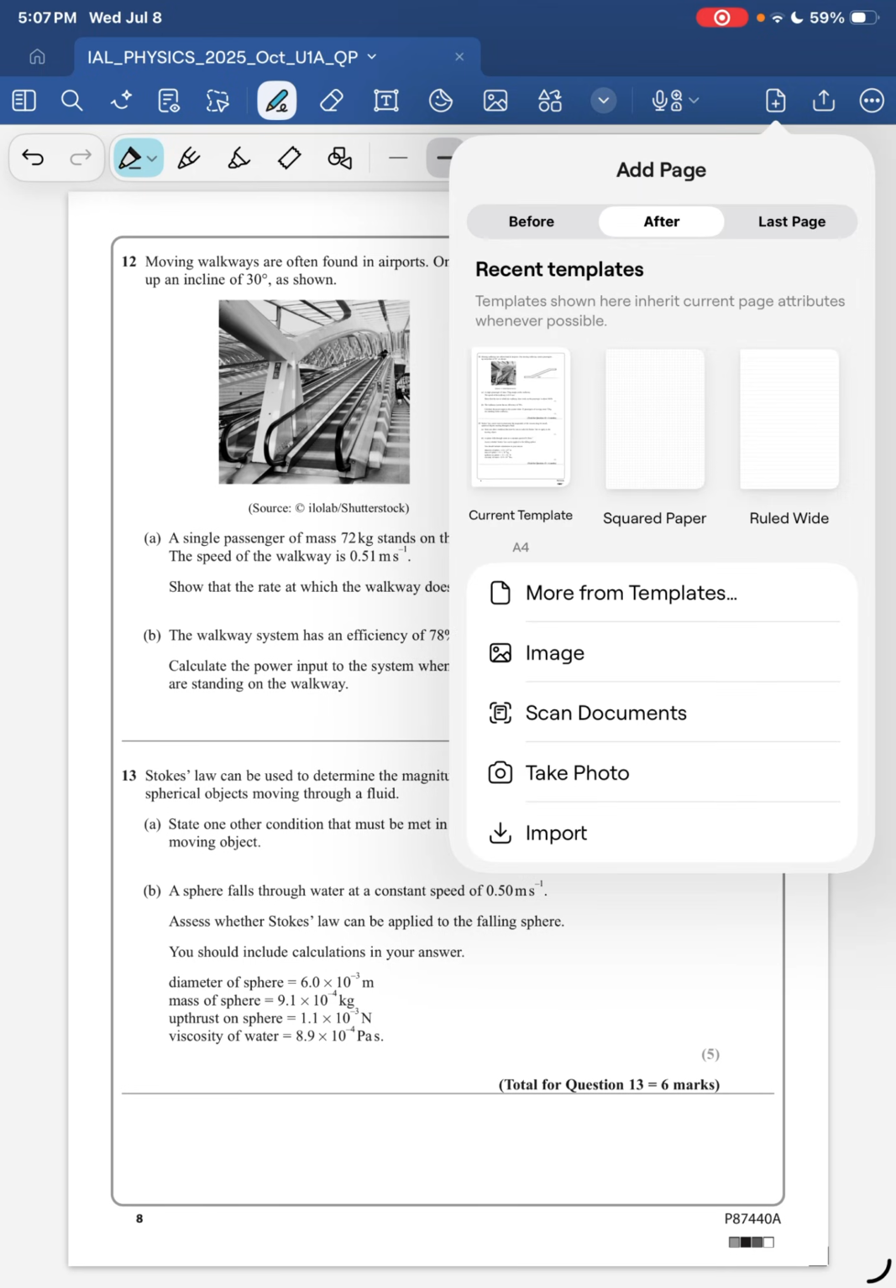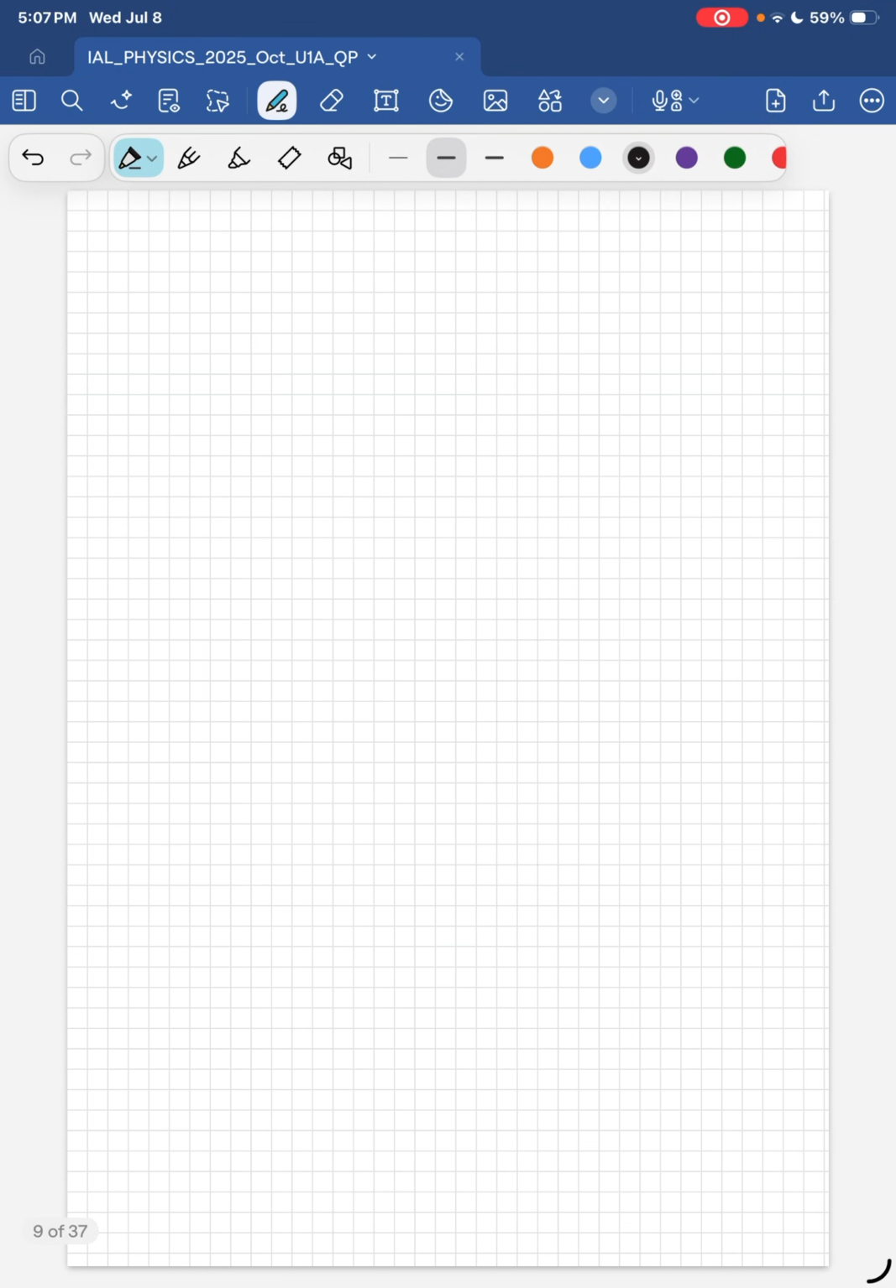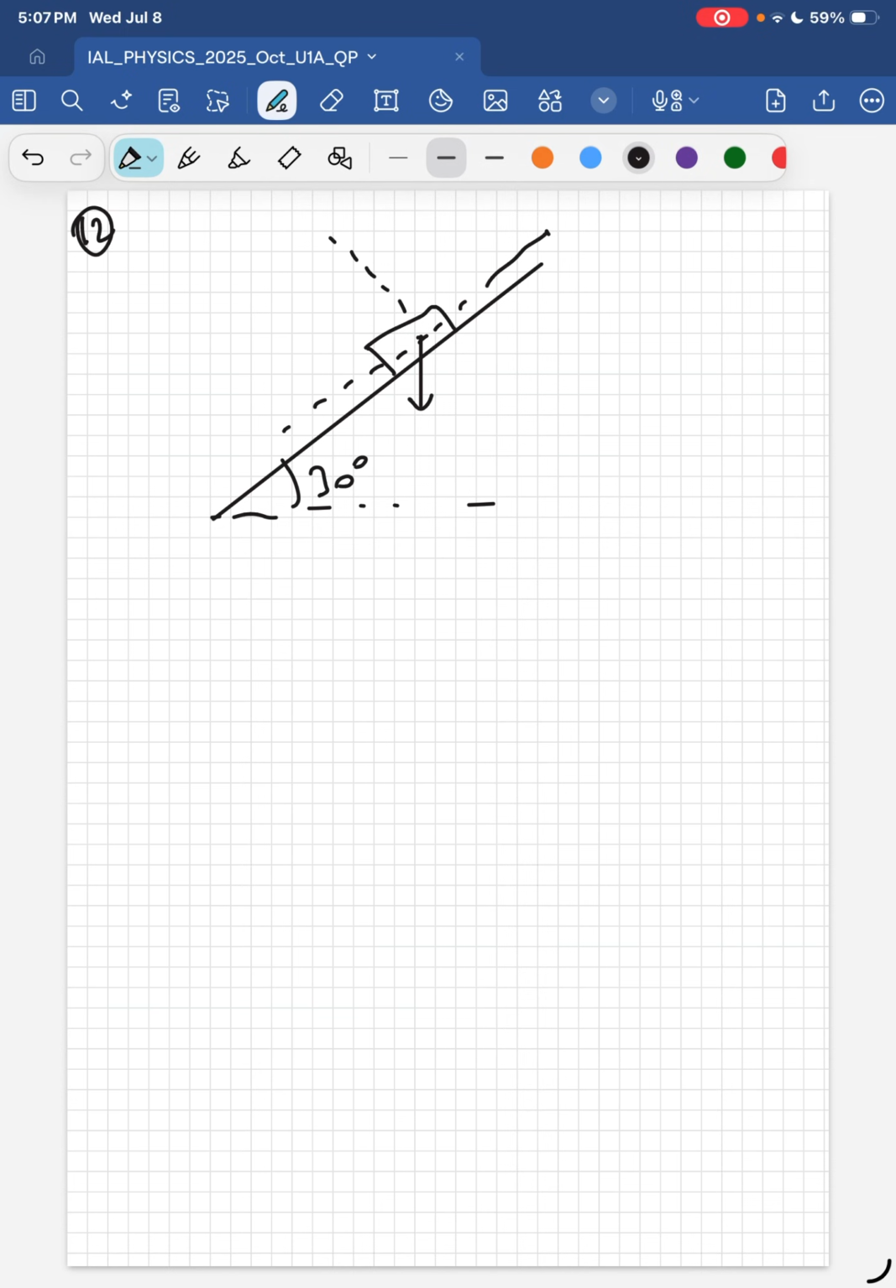Okay, we're going to create a clean page and work there. So this is problem 12, because there is no space. So this is the incline. So this is 30 degrees. And let's model the person as a box. So we have the weight pointing down, and we have to analyze this weight in an axis parallel to the incline and an axis perpendicular to the incline. So this angle is 30 degrees.